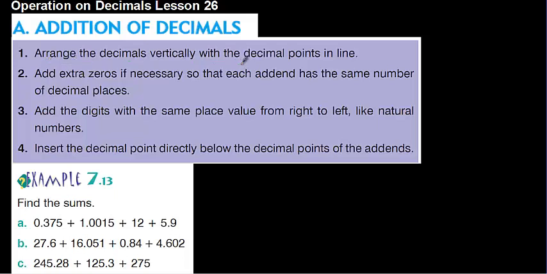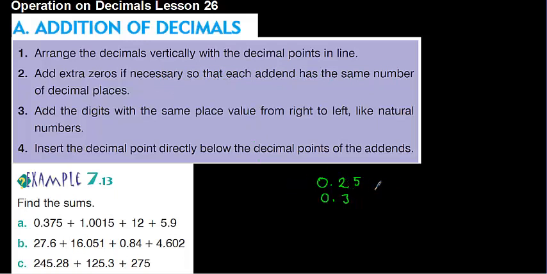Arrange the decimals vertically with the decimal points in line. Let me write a new exercise here, 0.25 and 0.3. Firstly we should write them one below the other, and the decimal points should line up. And add extra zeros if necessary so each addend has the same number of decimal places.